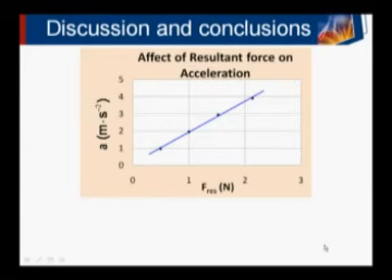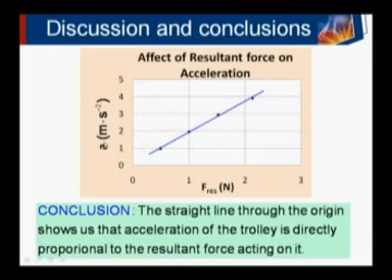If we plot a graph that shows the effect of the resultant force on the acceleration of the trolley, we get a straight line that goes through the origin. This tells us that the acceleration of the trolley is directly proportional to the resultant force acting on it. This verifies Newton's second law.